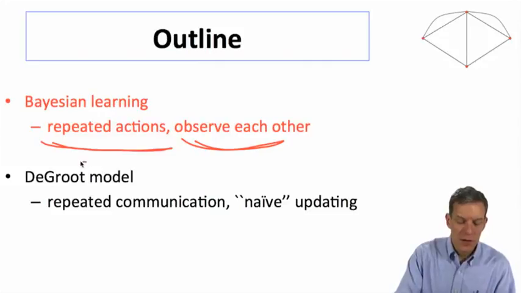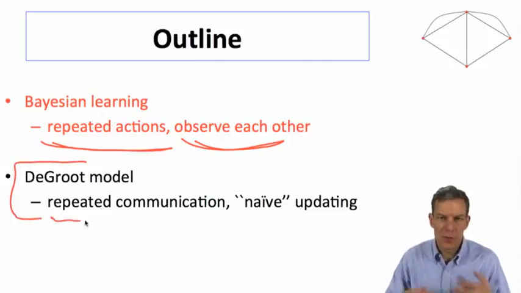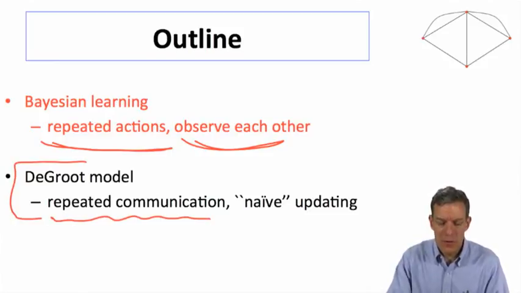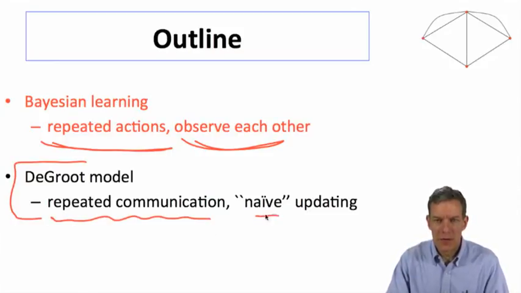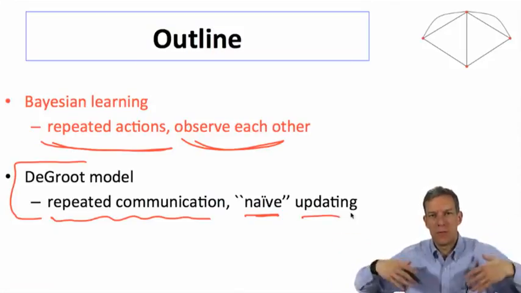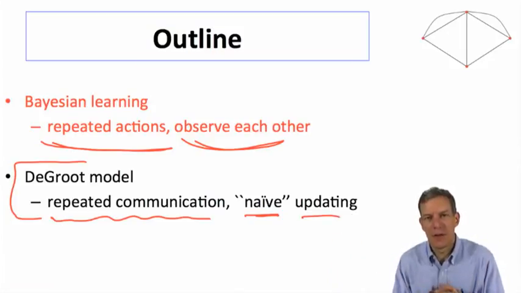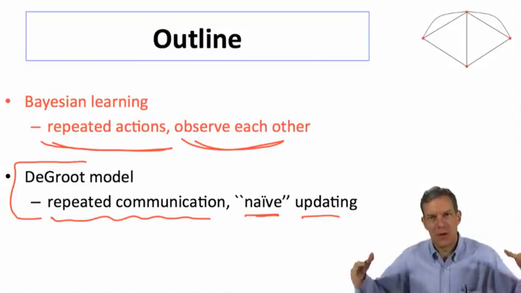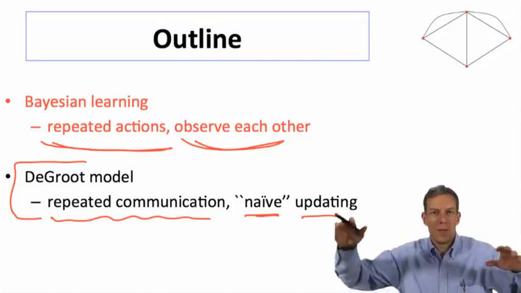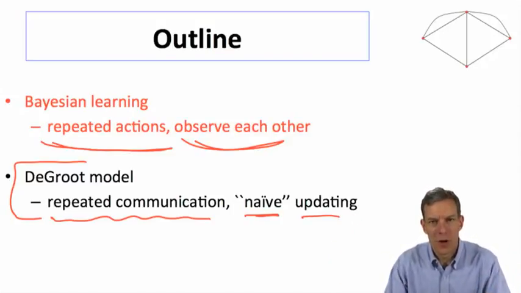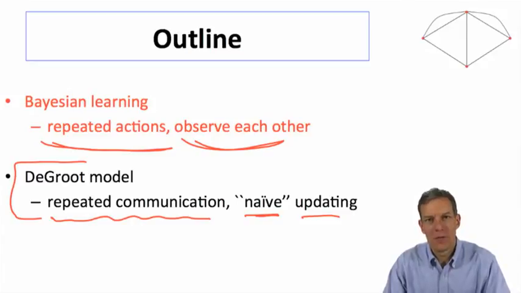The de Groot model is going to be one with repeated communication where people can keep talking to each other, but there's going to be a very naive way of updating. What I'm going to do is essentially just keep taking weighted averages of information that I get from my friends, and I'll form opinions by continuing to average things, even though I might end up overweighting or underweighting. So it'll be a more naive model where I'm not fully rational in a Bayesian sense.